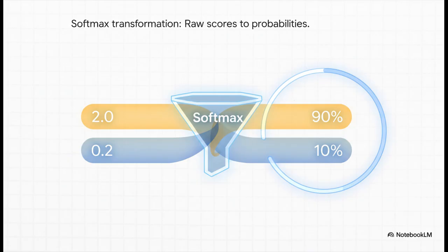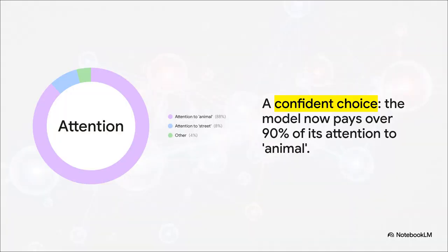So it uses one last little math trick called softmax. All this does is take those messy scores, 2.0 and 0.2, and turn them into clean, easy-to-understand probabilities that add up to 100%. And there you have it. The model decides to pay over 90% of its attention to "animal." This isn't a wild guess. It's a confident choice, calculated based on the mathematical relationships it found in the sentence. That right there is how a machine pays attention.